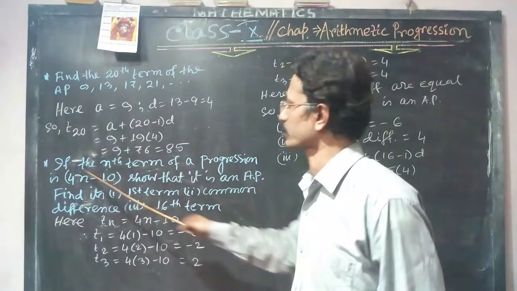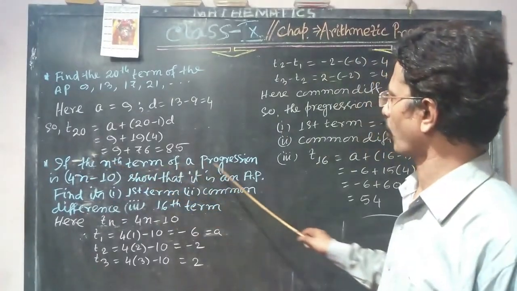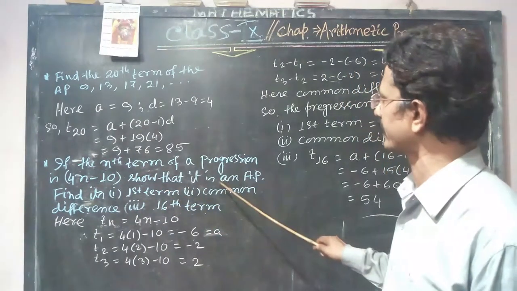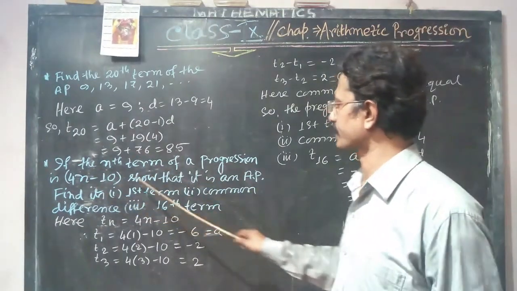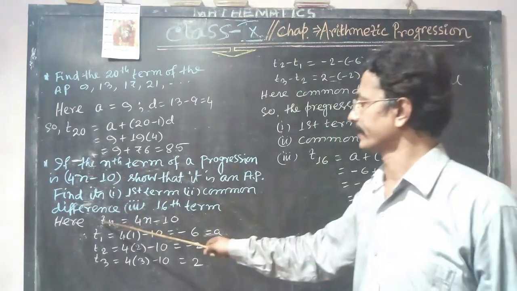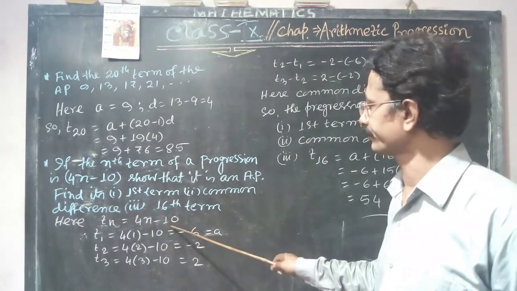equals 85. Next one: if the nth term of a progression is 4n minus 10, show that it is an AP, and find its first term, common difference and 16th term. Here let Tn equal 4n minus 10.